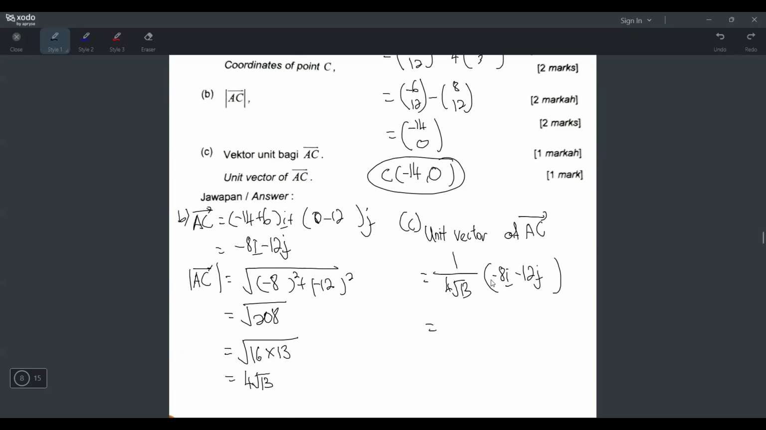And then now you have to expand. When you take negative 8 divided by 4, you end up with negative 2 over square root 13, i, because the 8 and 4 cancel. But the square root 13 still stays at the bottom. What about this? Negative 12 divided by 4, you end up with negative 3, but the square root 13 still stays at the bottom, and then j. So that's the answer for the unit vector. Okay, that's all.